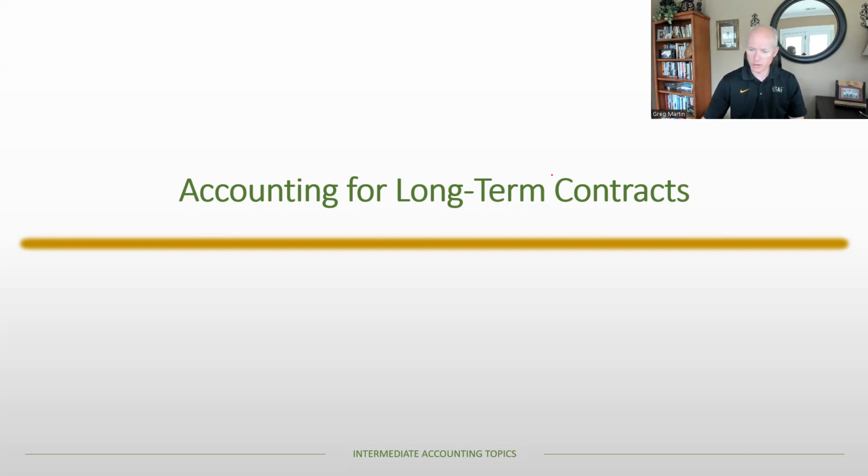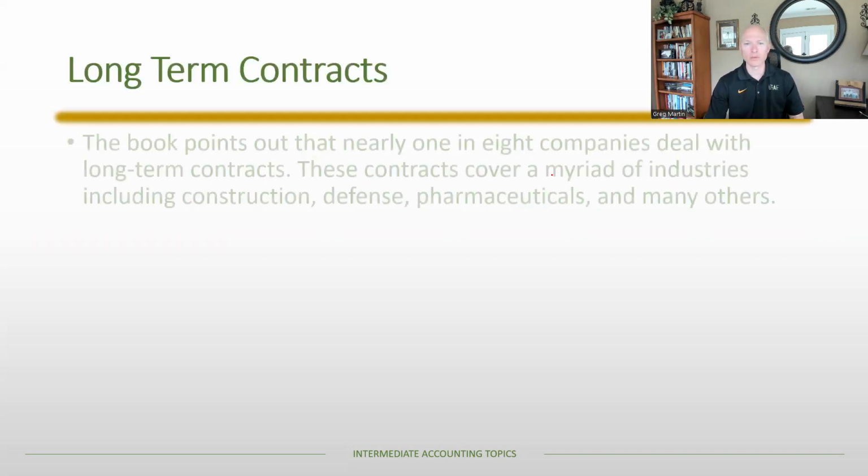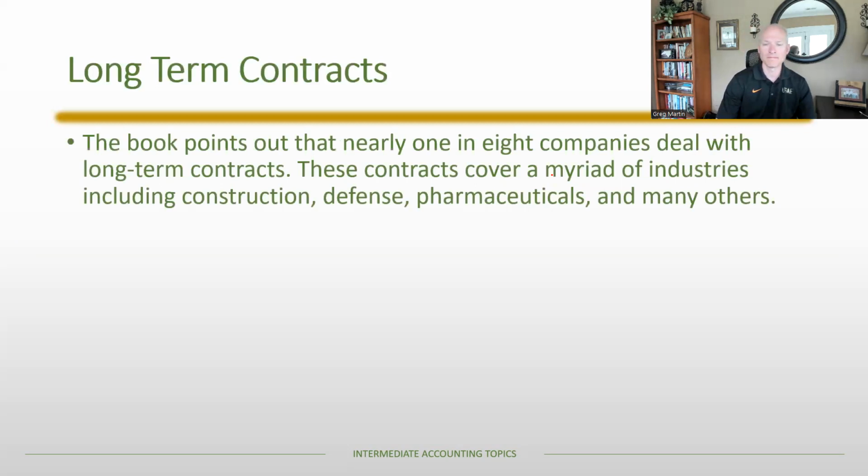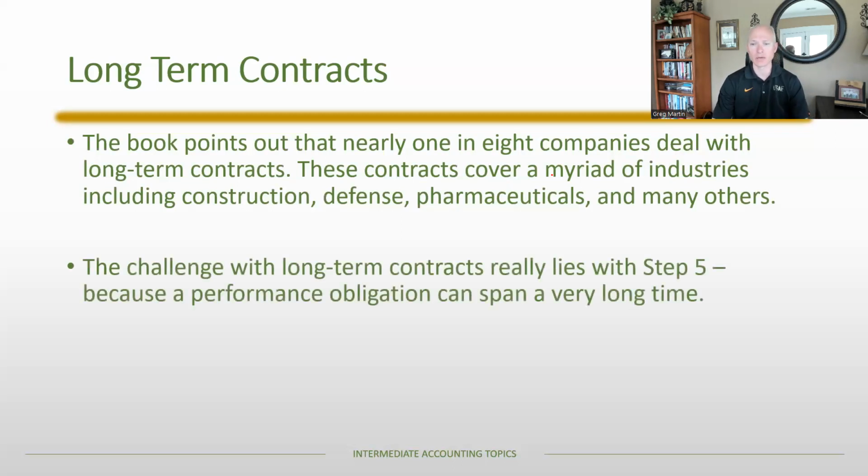Okay, so for this one, let's talk a little bit about long-term contracts. The book points out that nearly 1 in 8 companies are going to deal with long-term contracts of some sort. That could be construction, defense, pharmaceuticals, software. There's all kinds of different industries that involve long-term contracts. And so it's something you're likely to come across either as an accountant or finance person or manager, whatever it might be. And so you've got to figure out how to deal with them.